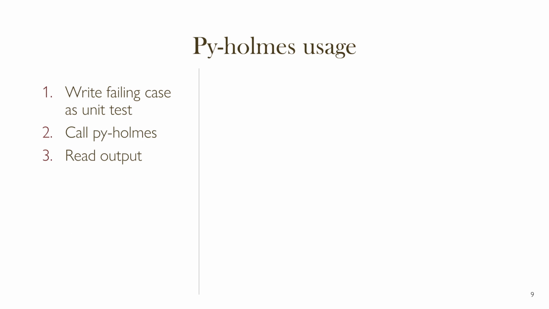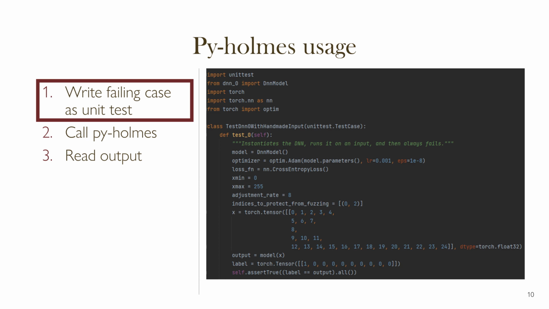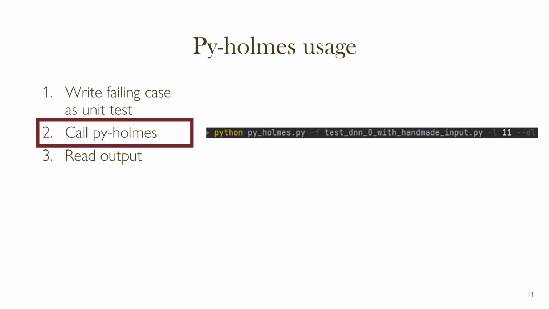Now we'll discuss how to use Pyholmes for a deep neural network. First, the user writes a unit test which contains some required variables, such as the original failing input tensor and the valid range of values for the elements of that tensor. All these variables are discussed in depth in our artifact's README. Now, the user calls Pyholmes from the command line. CLI flags for Pyholmes are also discussed in our artifact's README.